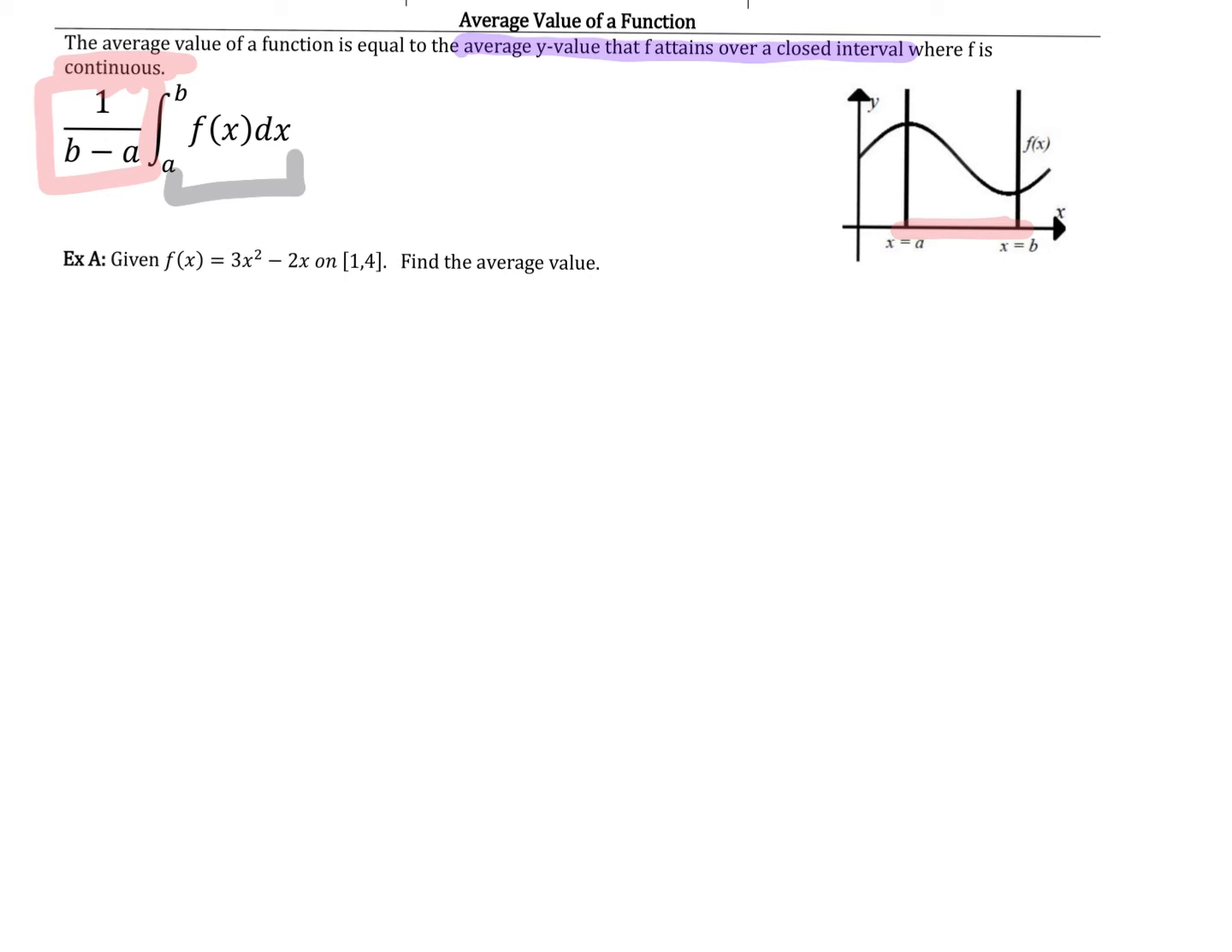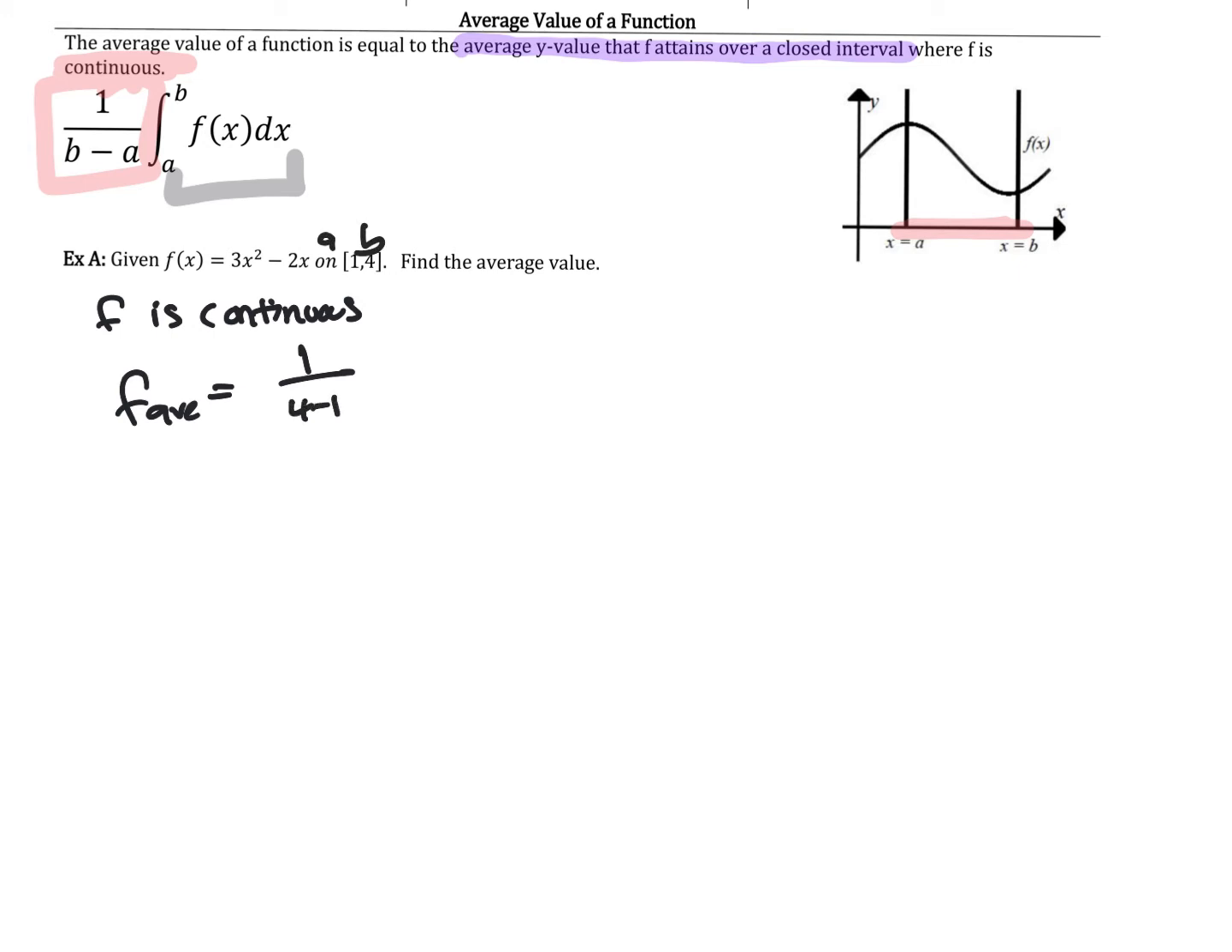So let's jump in and work through this. Given that f of x is equal to 3x squared minus 2x on 1 to 4, find the average value. First of all, I want to point out that f is continuous, so we're allowed to talk about the average value. If it wasn't continuous, it would be harder to work through this and justify it to ourselves. So f average is going to equal 1 over, in this case, b is 4 and a is 1.